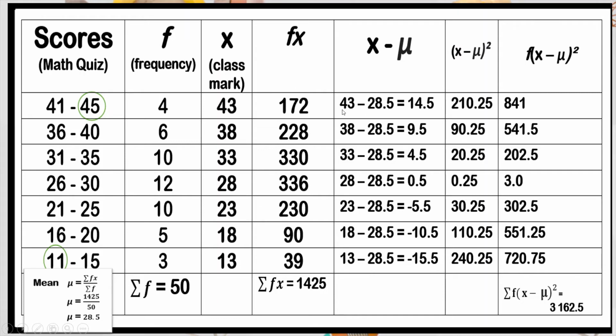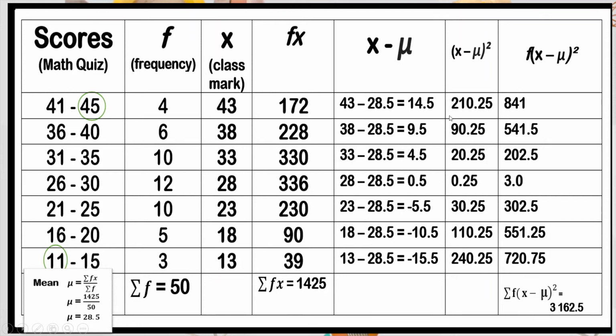43 minus 28.5 is equal to 14.5. 38 minus 28.5 is 9.5, and 33 minus 28.5 is 4.5. 28 minus 28.5 is negative 0.5, and 23 minus 28.5 is negative 5.5. 18 minus 28.5 is negative 10.5. 13 minus 28.5 is negative 15.5. If you want, you can use your calculators.